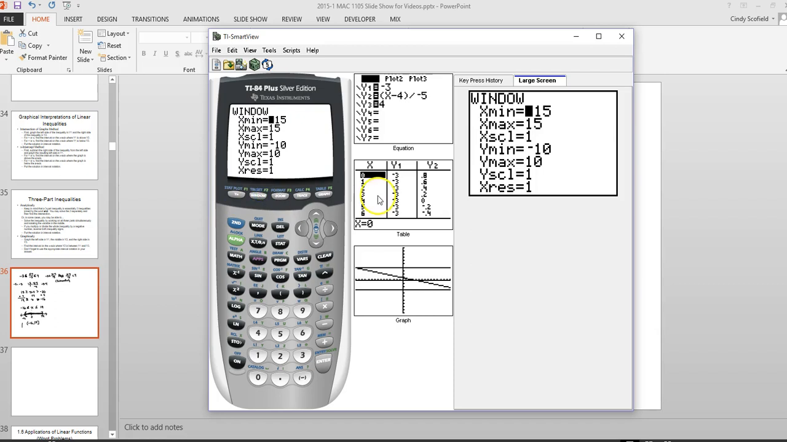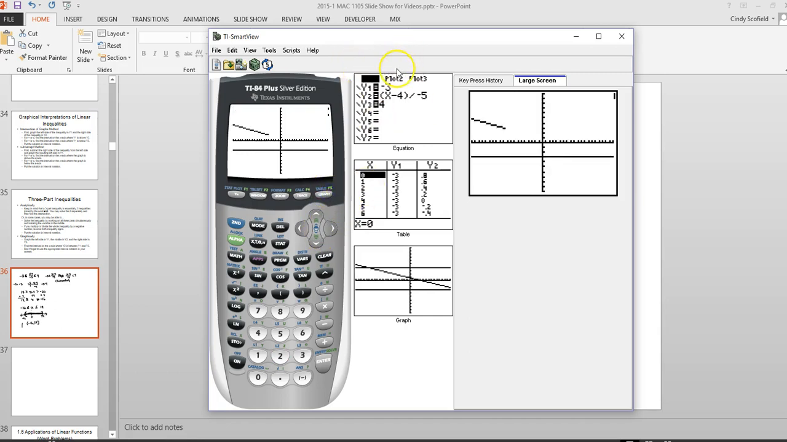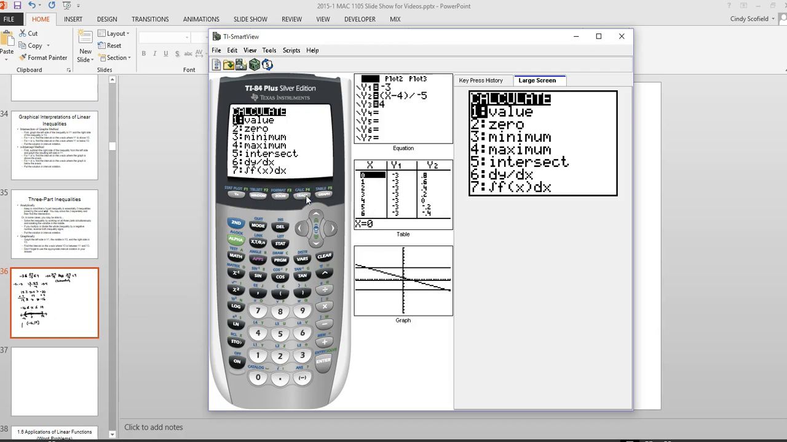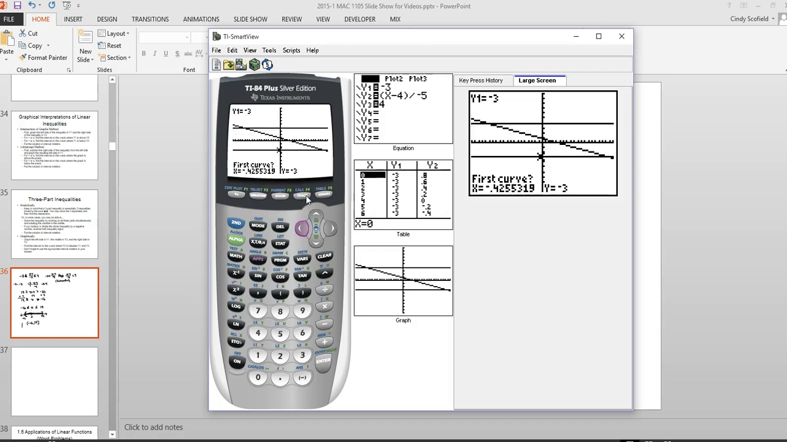So let's go back to window. Let's do negative 20 to 20. See what we end up with. Okay. Second, calculate, intersection, number 5. Right now, the cursor's down here. I'm going to get over here closer to this intersection. Hit enter. Okay, cursor's on that line. Hit enter. It'll show me the intersection point there is at 19, which is exactly what I expected.